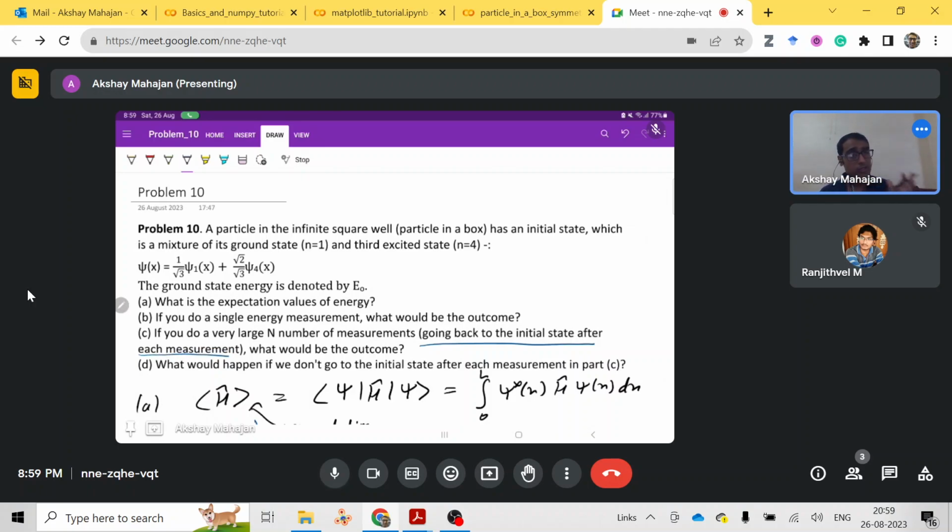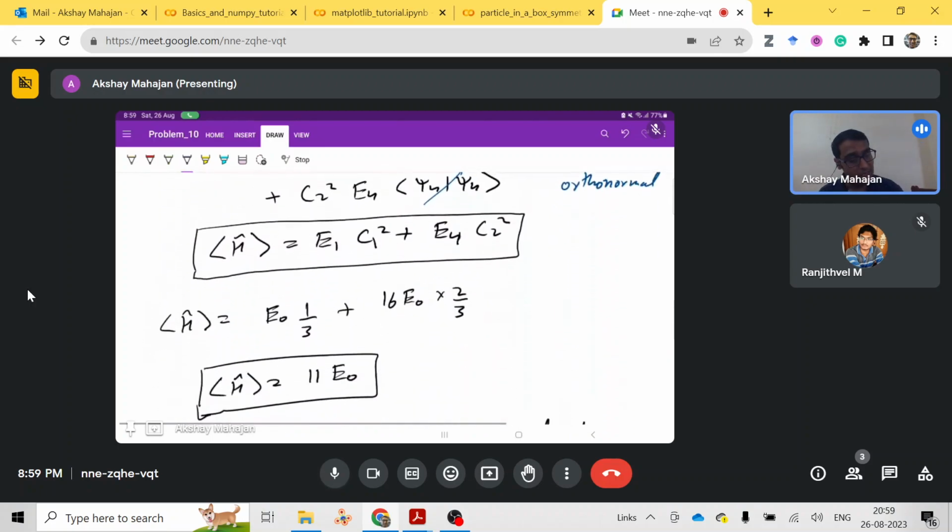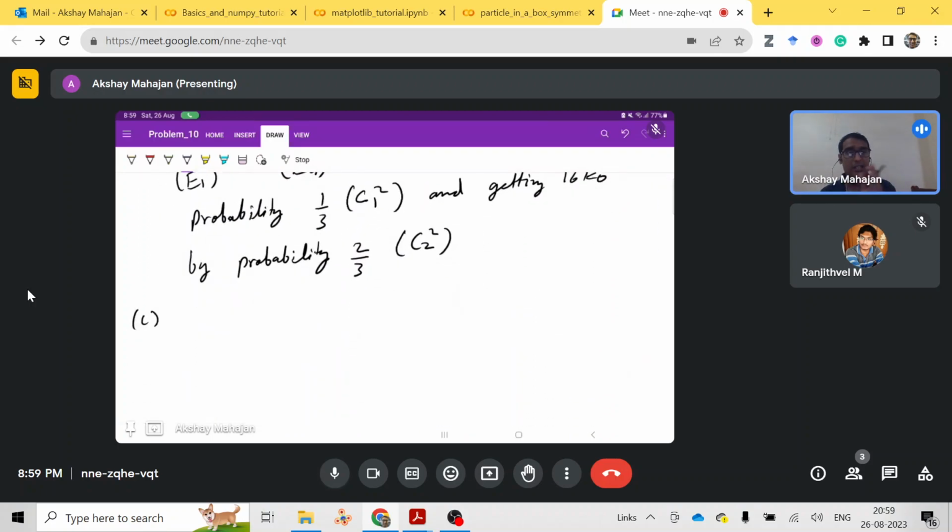So now instead of a single measurement, we are going to do n measurements, considering n to be a very large number, and after each measurement we are going back to our initial state, which is this combination 1 by root 3 psi 1 plus 2 by root 3 psi 4. Then what would be the outcome? Since we know that we are either getting the E naught value or the 16 E naught value, with probability 1 by 3 and 2 by 3, and now we are considering a very large number n, we will see the effect of this probability.